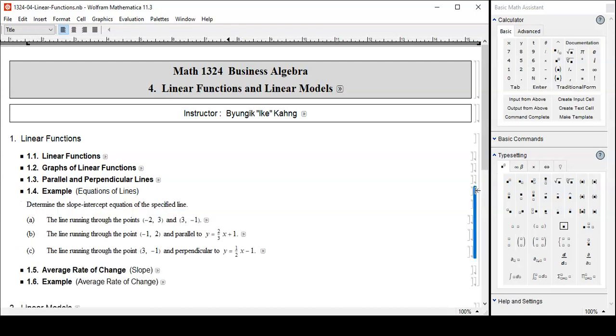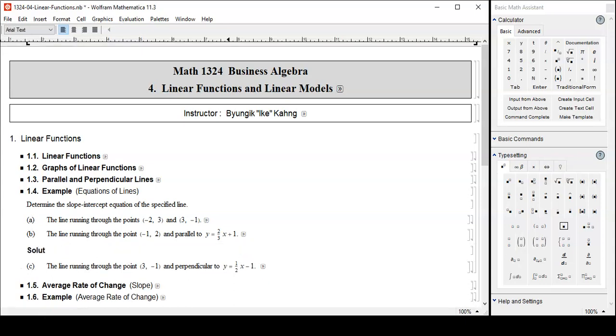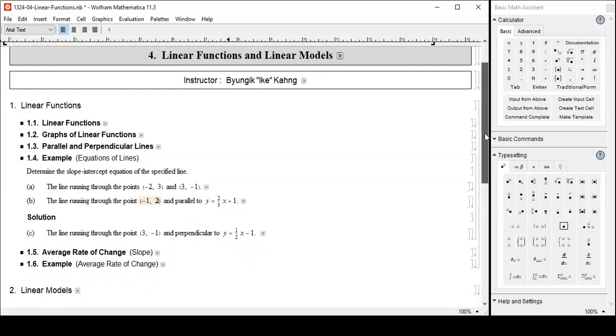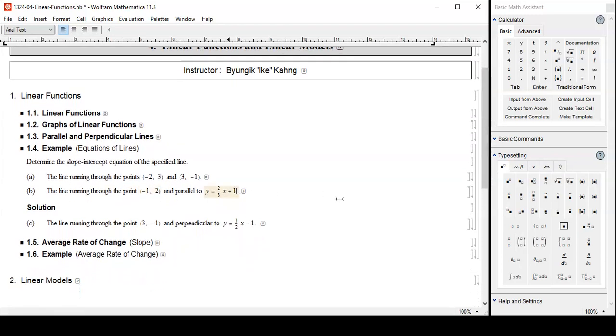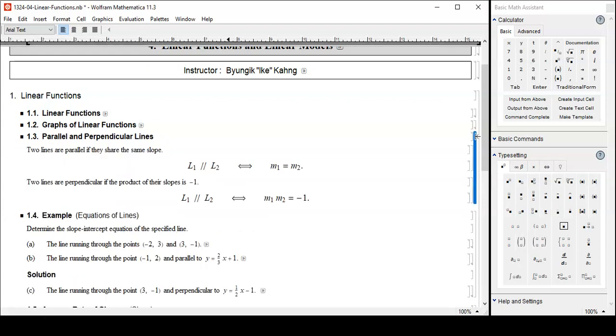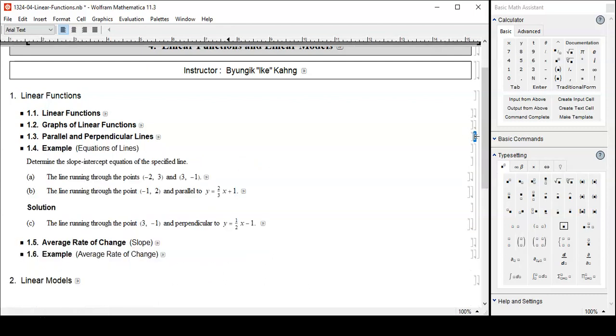We went through this example and we completed problem A. Okay, let's go to the next problem. Part B of the problem. The line running through the point -1, 2 that's parallel to this line. Okay, parallel. Parallel lines share the same slope. So the same slope as this line, what is that slope?